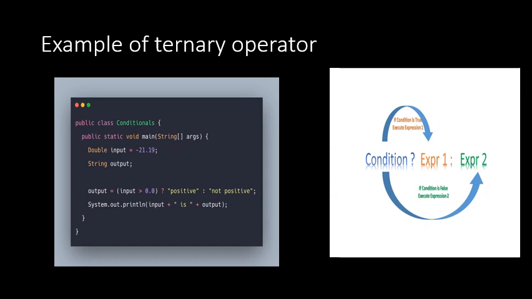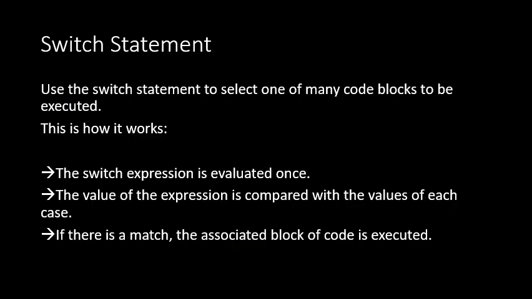It will check the condition. If the condition is true, then it will print expression 1. If the condition is false, then it will print expression 2. So look at the example carefully. I have taken the input value as minus 21.19. So if input is greater than 0.0, then it will print positive, else it will print not positive. So here minus 21.19 is less than 0, so it will print not positive. So the output will be not positive.